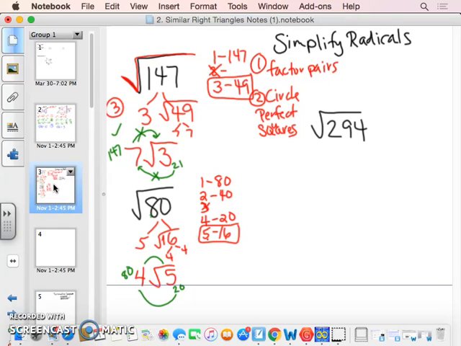Now this number can be a little intimidating. 294, you do it the same way. You start with my factor pairs. It might seem a little time consuming, but trust me, this is the quickest, easiest method.